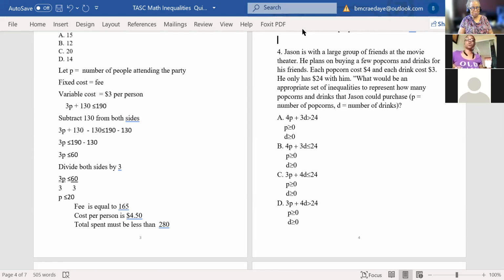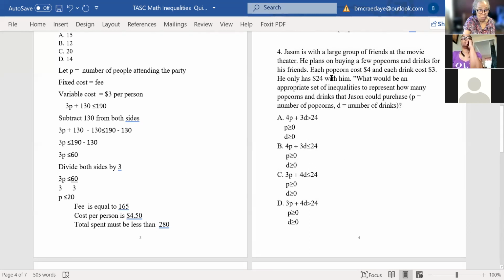Okay, this is a setup. The popcorn, which is P, costs $4. The drink, which is D, costs $3, right? And his budget is $24 because that's all he has with him. So if his budget is 24, would that be a greater than, or a less than or equal, because you have two choices here.